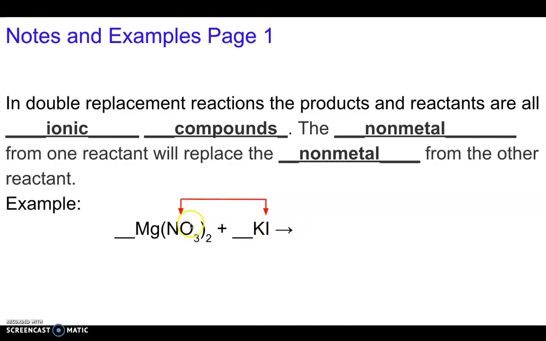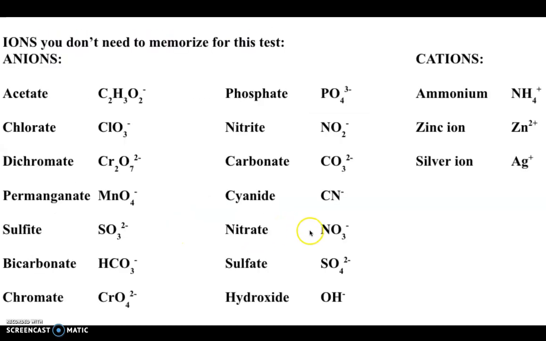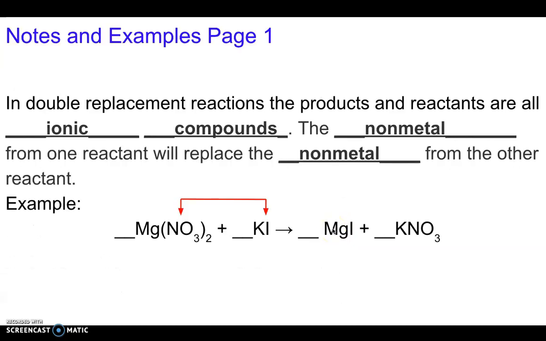Now nitrate is a polyatomic ion, so all of that's going to stay together, the NO3, and move over to be paired with the potassium. And the iodine is going to move over to be paired with the magnesium, right? Because nitrate is NO3. Okay, so now magnesium is paired up with iodine and potassium is paired up with nitrate.